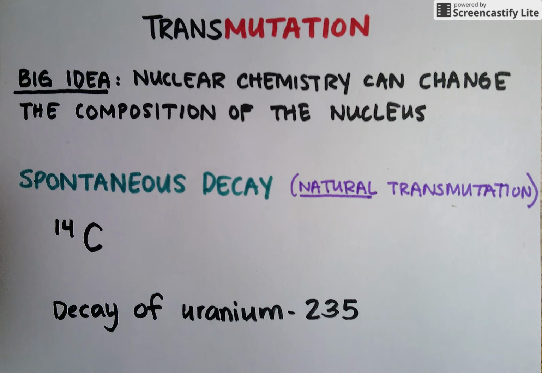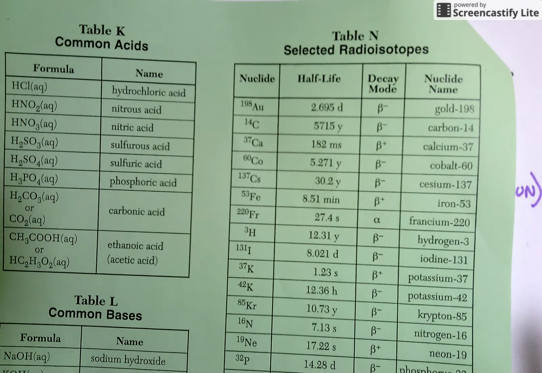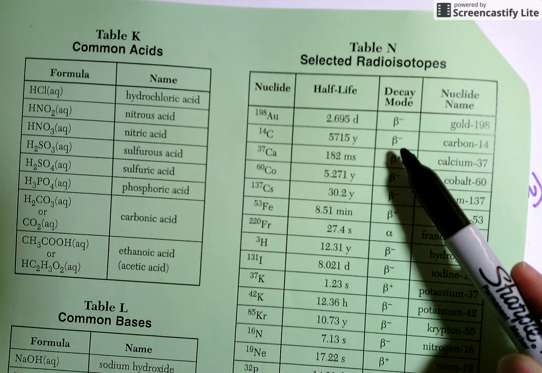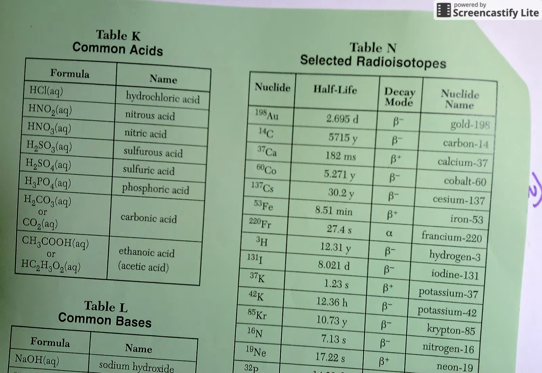And for this exercise, you are going to need table N, because it's going to tell us a lot about how these types of elements like to decay. So on table N, I wanted to go through two examples. The first is looking at the isotope carbon-14. And on table N, you can see that carbon-14 is a radioactive isotope, and it decays using a beta particle. So its decay mode is beta decay. And that tells us a lot about the way that the nucleus of the carbon atom is going to change.